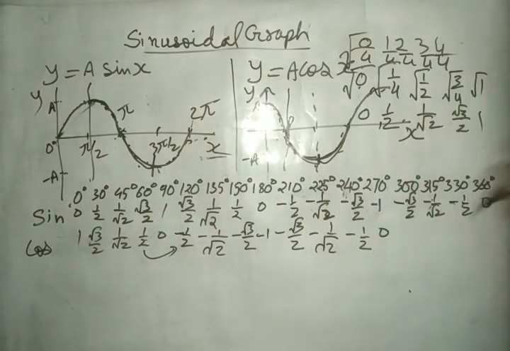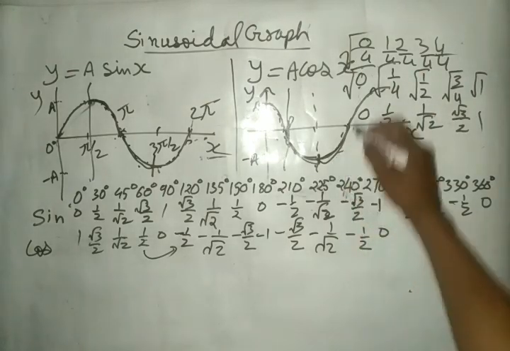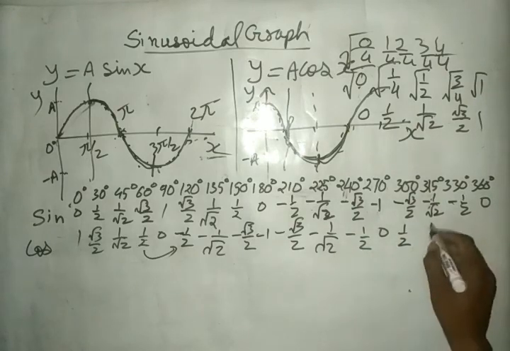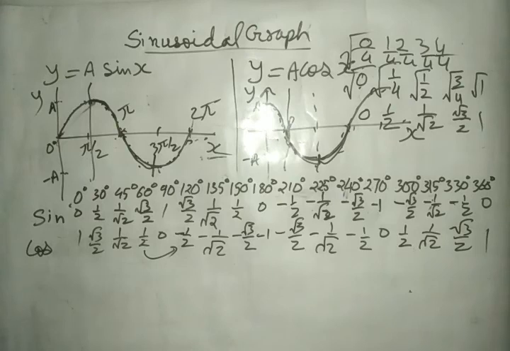And once again it will rise now. So how will it rise? All these values with positive sign, just flip them. Now 1 by 2, 1 by root 2, root 3 by 2, and 1. In the same way, you can find other values also.